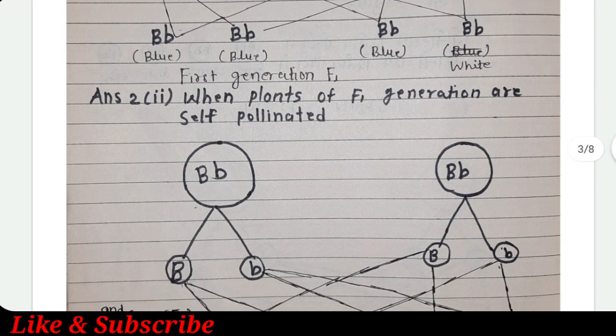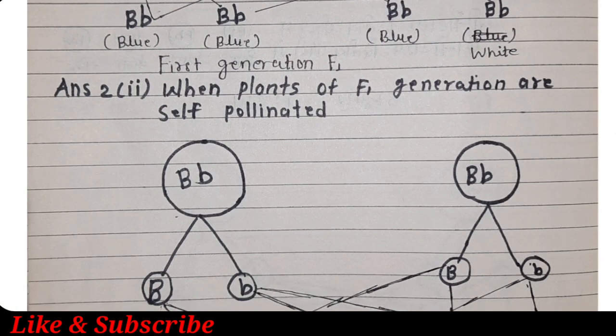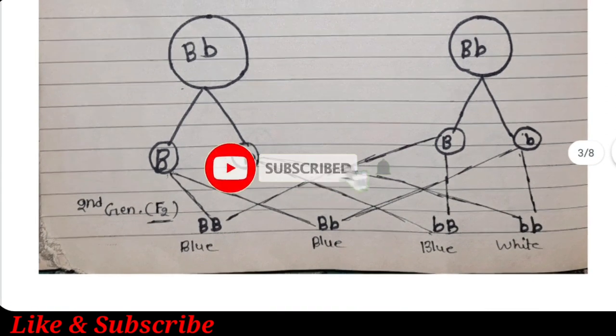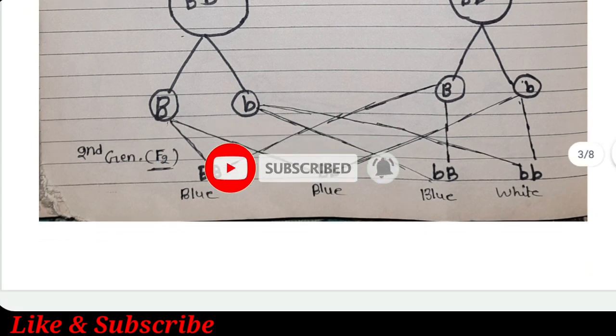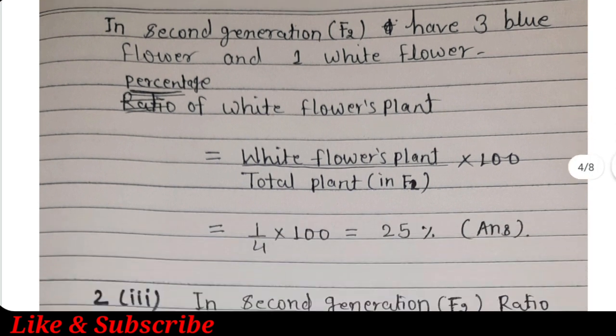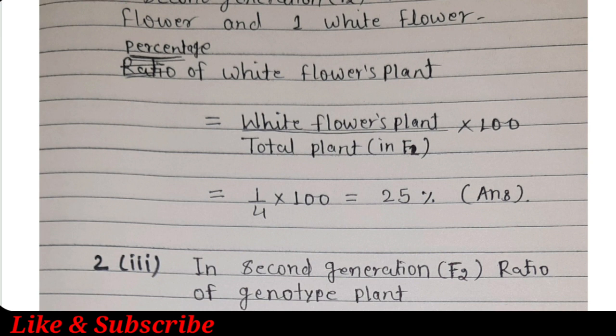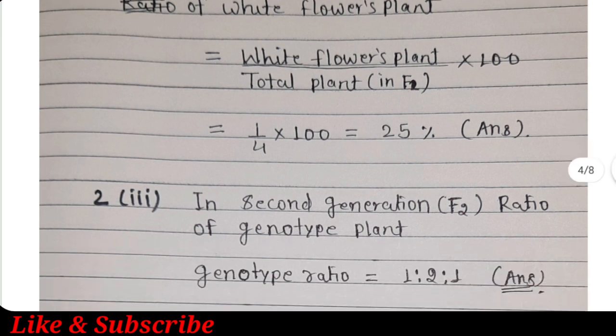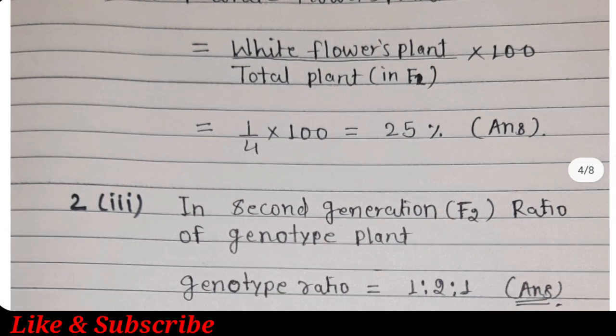And the second answer is, when plants of the F1 generation are self-pollinated, then its diagram will be like this, and we get blue and white color of flower. In the second generation, we have three blue flowers and one white flower. So the percentage of white flower plants is equal to white flower plants into 100 divided by total plants in F2, meaning the second generation. So we finally get 25%.